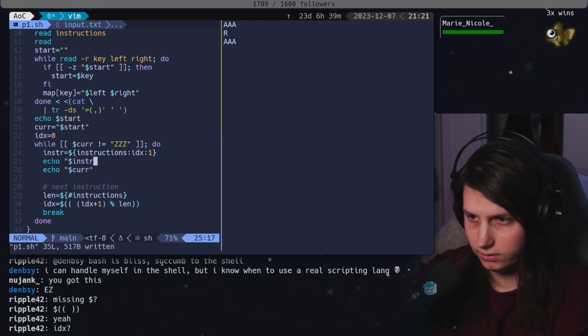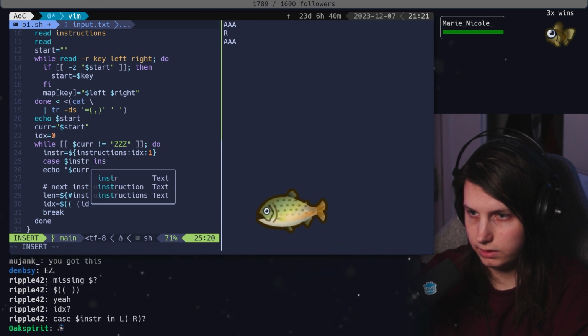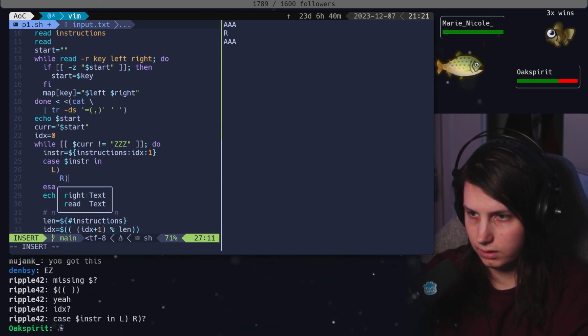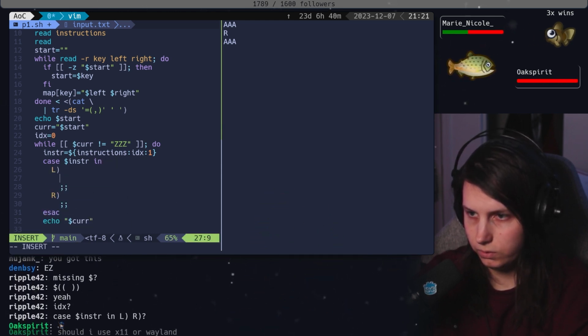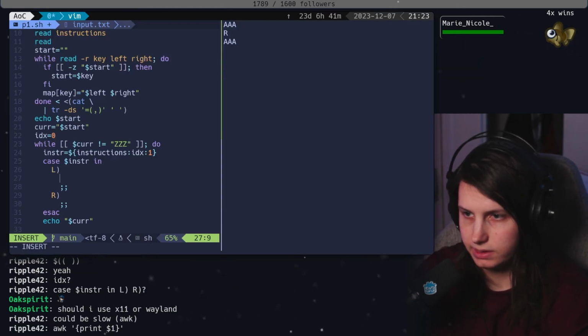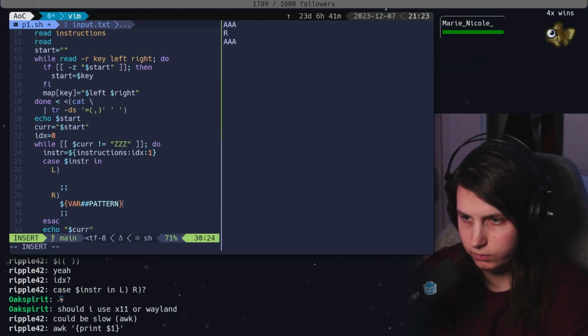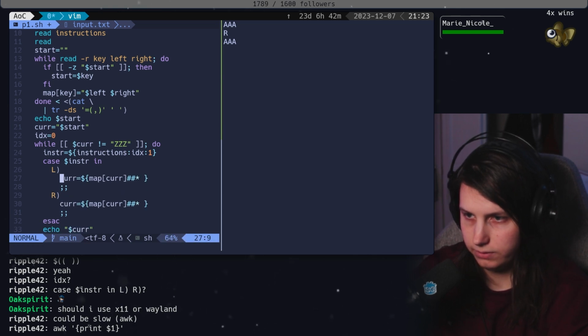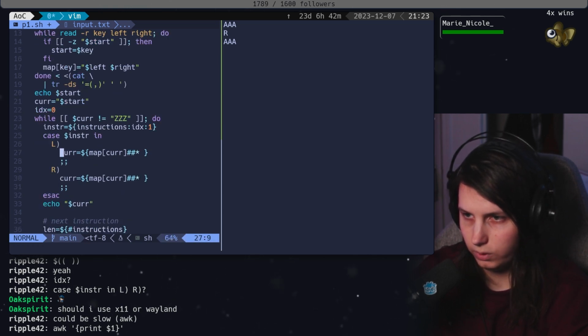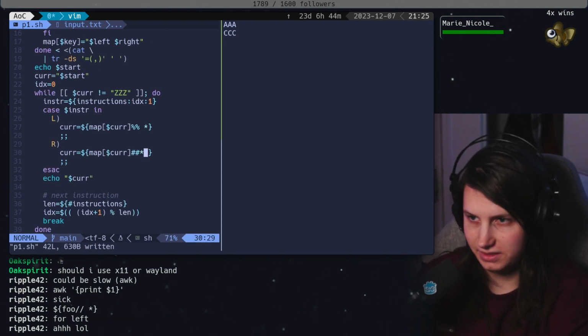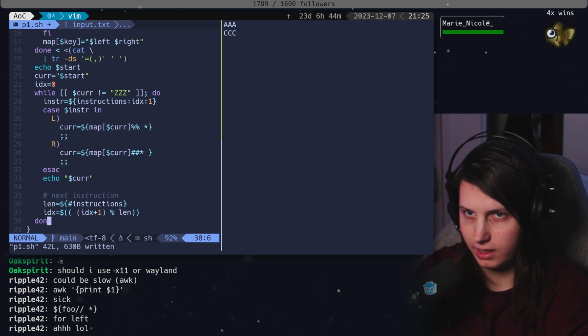So let's get the current instruction, which is instructions index 1. Okay, it's an R. That's good. What is it? L, R. This one would do. So if it's the right one, we do this. This is on map cur, removing star space, and then we need to figure out what to do for this next one. So we just do % space star. Okay, right goes CCC. All right, let's get rid of the break and see what happens.